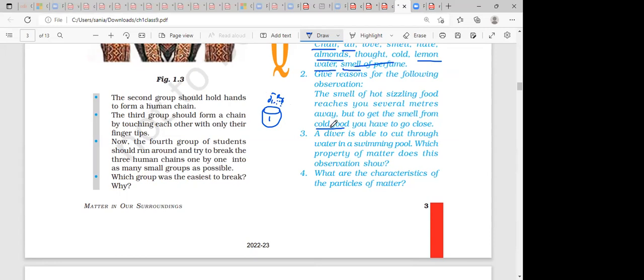But in order to get the smell of cold food, you have to go close because the particles are moving very slowly, right? For example, this is cold food, this is hot food. The particles of hot food are traveling too fast, but in cold food they are very slow, like this. So you are here, and the particles reach you. In order to reach here, you have to come closer, right? Got it? Yes, ma'am.